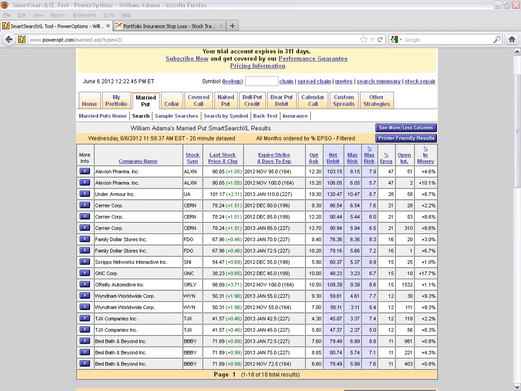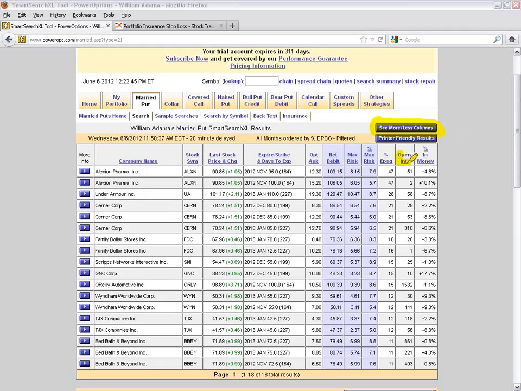Very quickly, just as we did on the search by symbol tool, and we'll show this a little bit later, we can customize the result table view by using that See More, Less Columns button. Now, anytime I make a change to the search or the search by symbol results table using that See More, Less Columns button in a given strategy, it'll translate over.